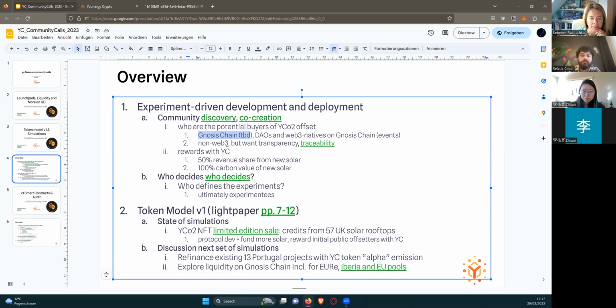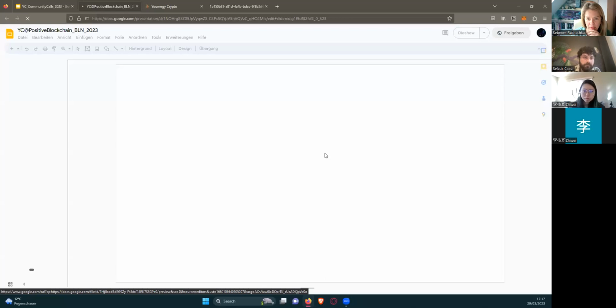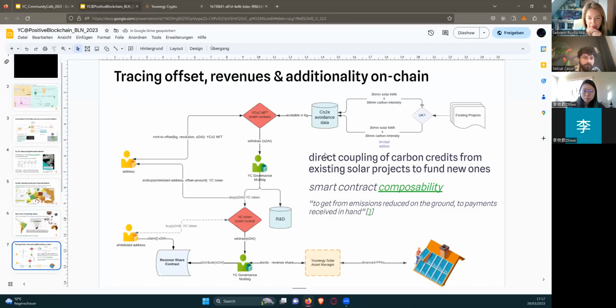But also the non-Web3 natives are interested in the whole transparency and traceability aspect of using the chain. And this is it for me, I will go into this, and then I would best give it over to you, Shui, so that we see what you have modeled thus far from this overview.